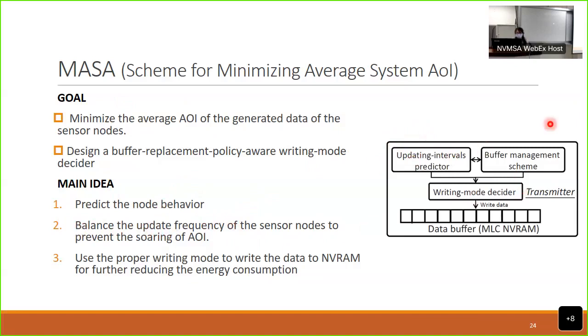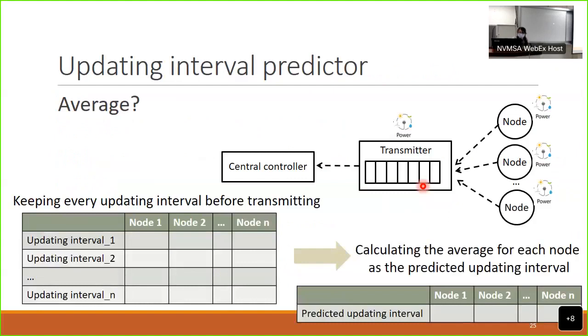Then we want to balance the update frequency of the sensor nodes to prevent the AoI from increasing rapidly, so we design a buffer management scheme. The third one is to use the proper writing mode to further reduce the energy consumption, so we also design a writing mode decider. All of these three components are in the transmitter in our system architecture, and they will help us manage the buffer and minimize the average system AoI in the whole system.